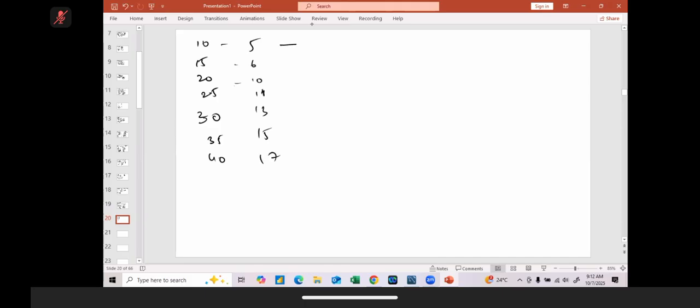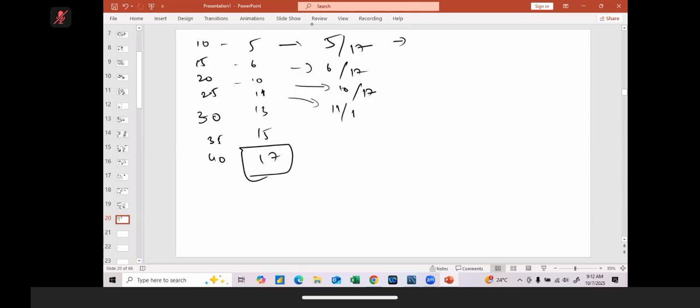Okay. First value. What is the total value? 17, right? 5 divided by 17. 6 divided by 17. Cumulative frequency value divided by total value. Okay. 11 by 17. 13 by 17. 15 by 17. Next, 17 by 17. Okay. Is this understood? 5 by 17.